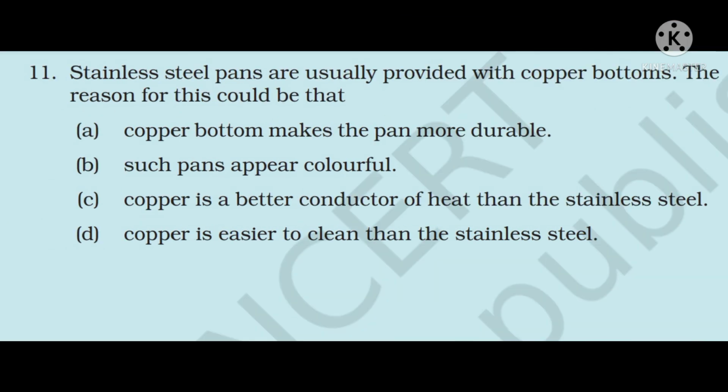Next objective, question number 11. Stainless steel pans are usually provided with a copper bottom. The reason for this could be that: A, copper bottom makes the pan more durable; B, such pans appear colorful; C, copper is a better conductor of heat than stainless steel; D, copper is easier to clean than stainless steel. We know copper is a good conductor of heat, so here the answer is C, copper is a better conductor of heat than stainless steel.